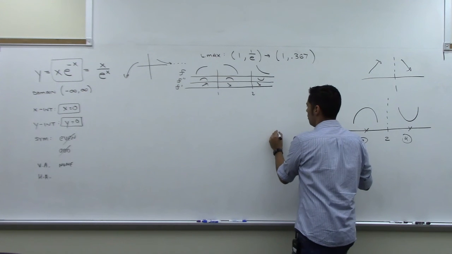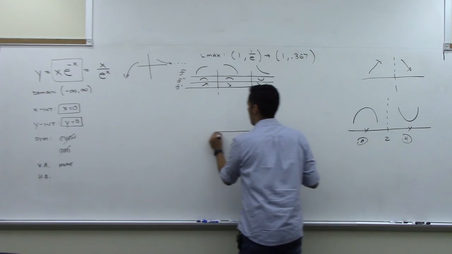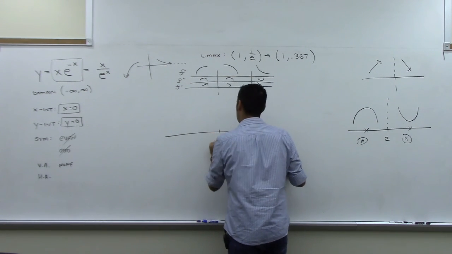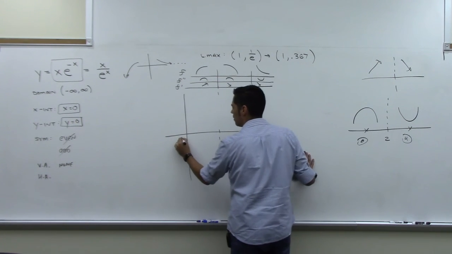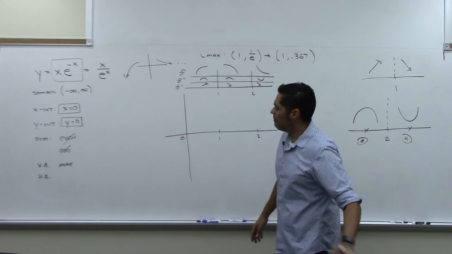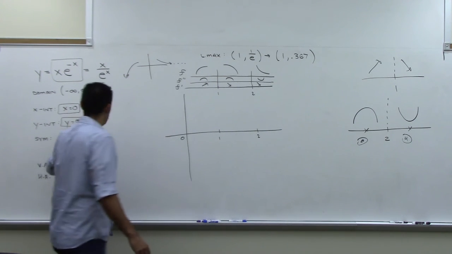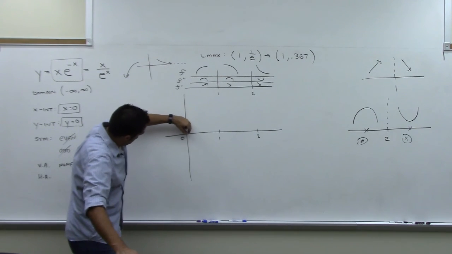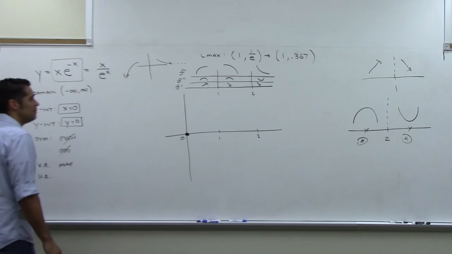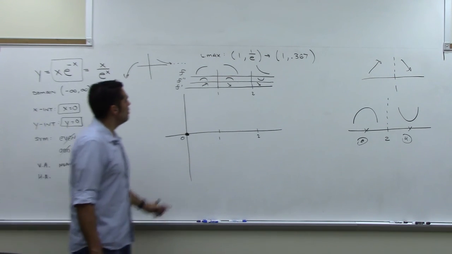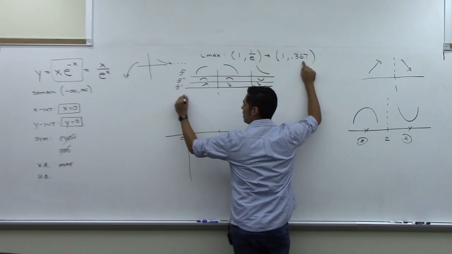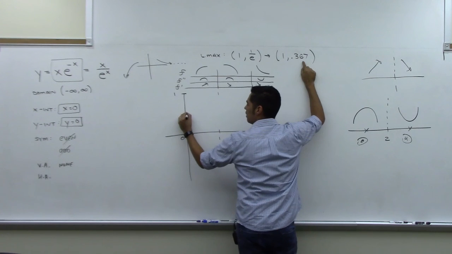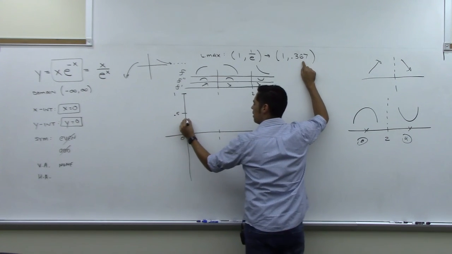Now I'm going to try and draw my graph. Here's 1, here's 2. 0 is over here, here's my y-axis. Now I have an x-intercept at 0, 0. And that's the only x-intercept I have. I have a local maximum at 1 and then 0.3. So let's just say that this up here is 1. Here's 0.5. So 0.3 is somewhere around here.